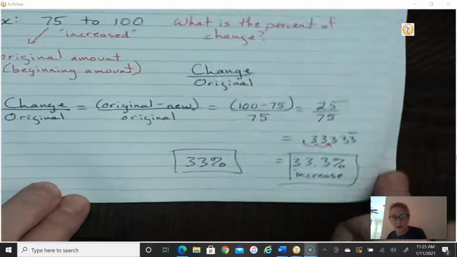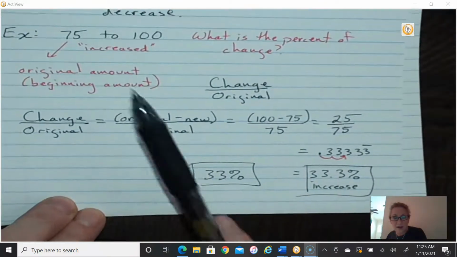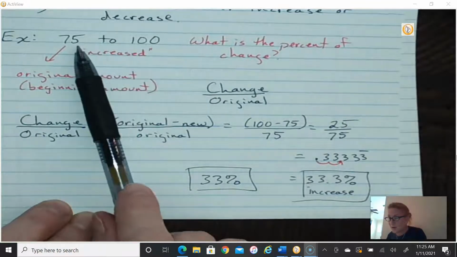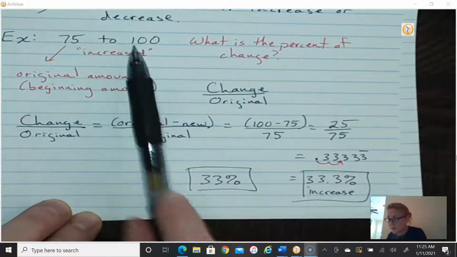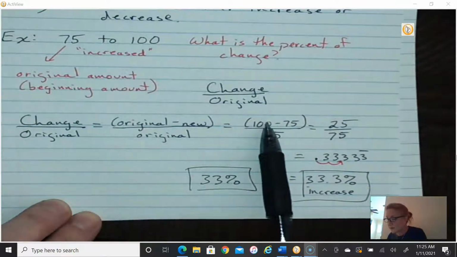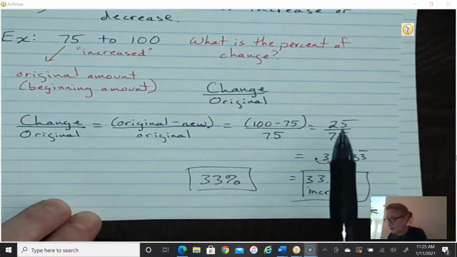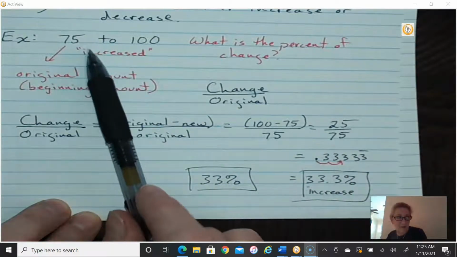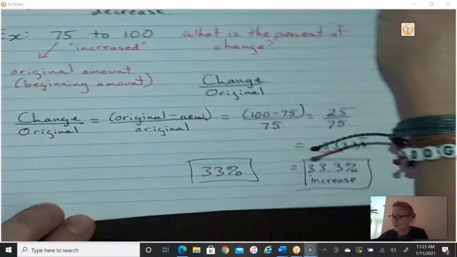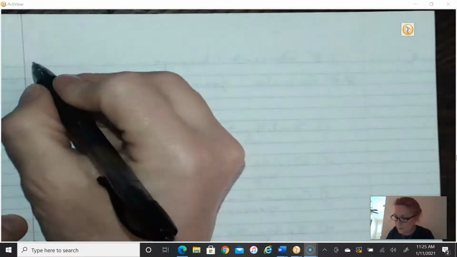Okay? So if you need to rewind this, you can, but all you do is they want to know what the percent changes from this number to this number. So it's change over original. You're just going to subtract the two, you get 25. And you divide it by the original amount, which is 75. Okay? All right, let's move on. You're going to see after a while, it's not too bad.